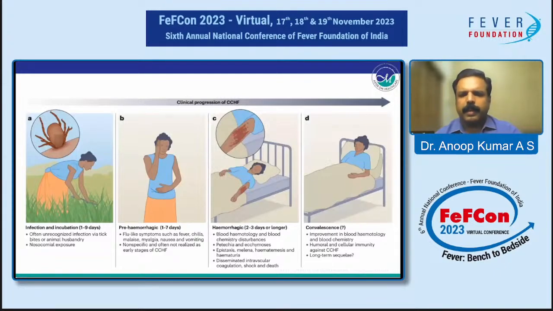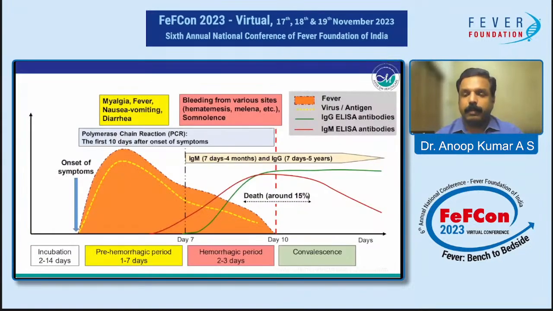Like many other hemorrhagic fevers, it has an incubation period followed by a pre-hemorrhagic phase, a hemorrhagic phase, and a convalescent phase. Sometimes the patient can develop long-term sequelae also. This is the usual pattern: initial viremia followed by the antibody response, initially IgM, then IgG. The pre-hemorrhagic period lasts almost 1 to 7 days. In the hemorrhagic period also, the viremia persists, so PCR positivity is possible even in the hemorrhagic period.